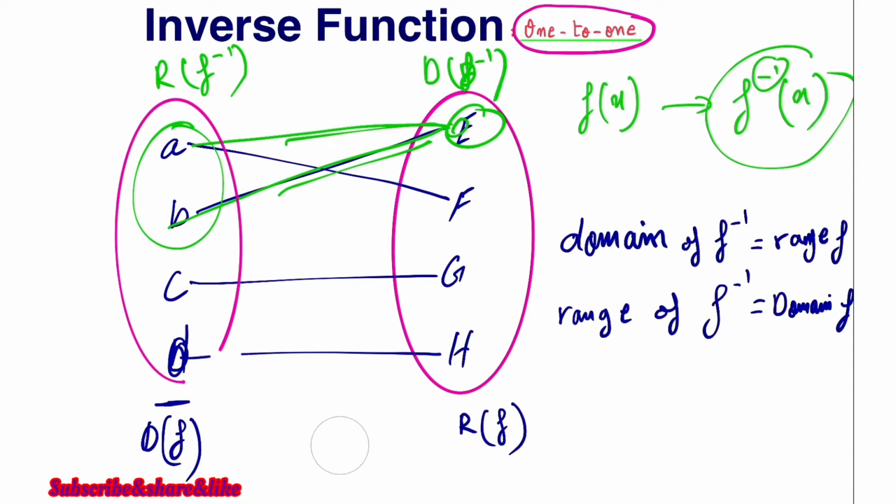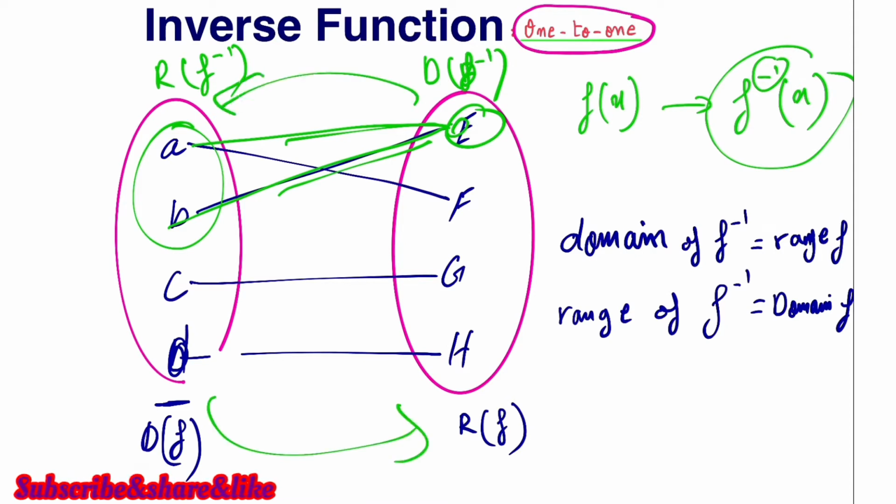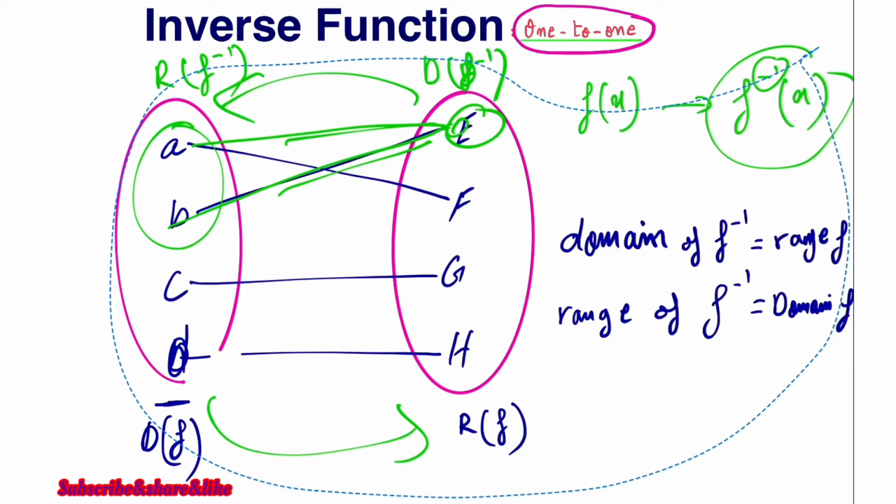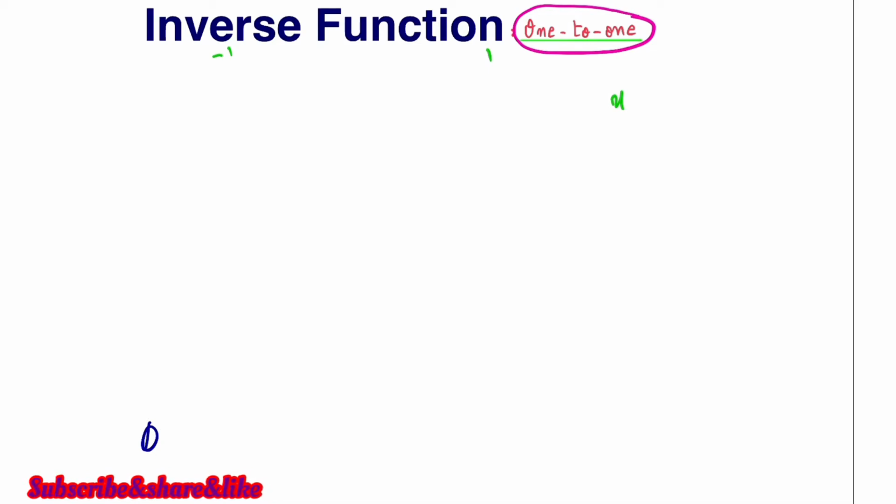One is like this and the other one is like this. You can see the inverse. And f has to be a one-to-one function. I will show you why. Why does it have to be a one-to-one function?